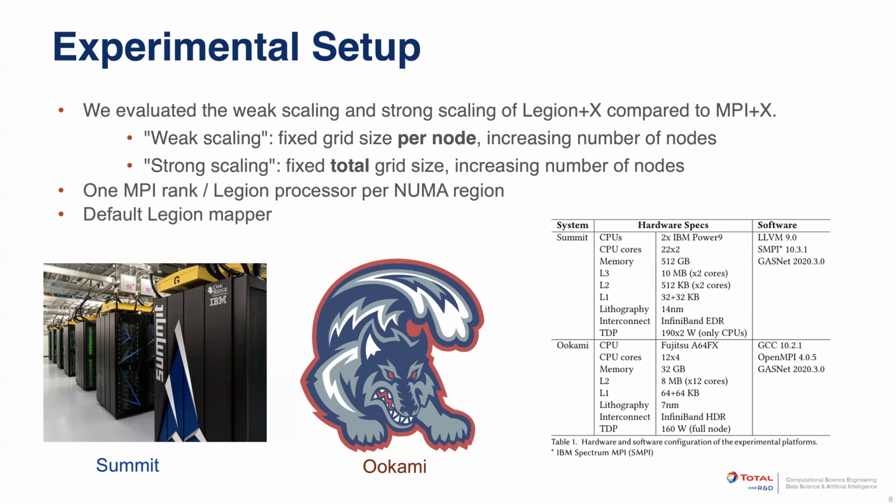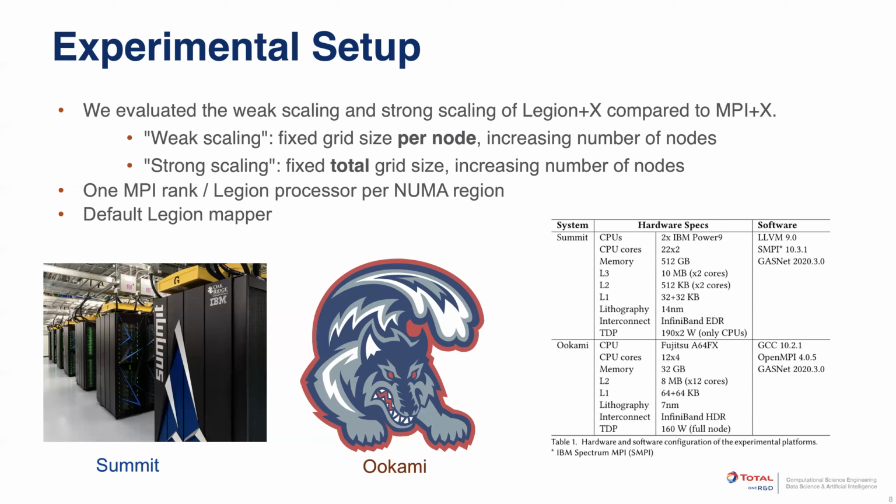Each node of Summit has two sockets containing IBM Power9 processors with 44 total CPU cores per node. The Ookami cluster at Stony Brook University is a pre-production system containing the first deployment of the Fujitsu A64FX microprocessors outside of Japan. Each node of Ookami includes one A64FX processor, which has 48 compute cores and 32 GB of HBM2 memory.